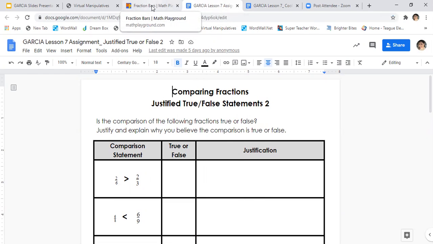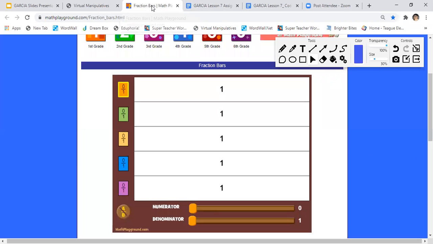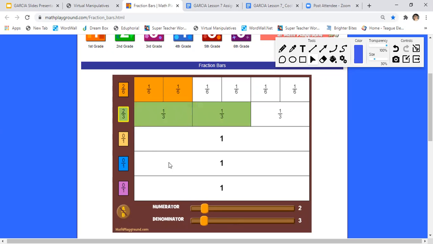So it's going to be 2/6 is greater than 2/3 and I have to find out if it's true or false. So I click on my first fraction right here and my denominator is 6 and I need two of them shaded. There we go. My second fraction is 2/3, so I move over to the thirds. My numerator is two of them shaded.